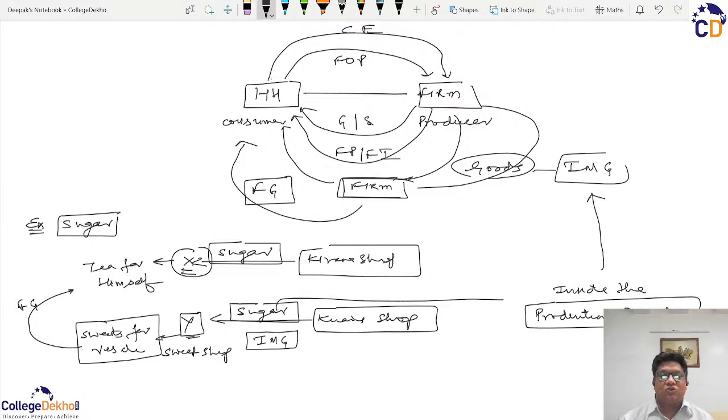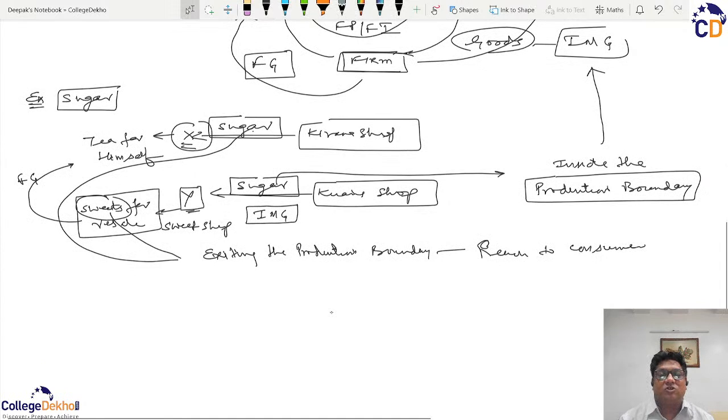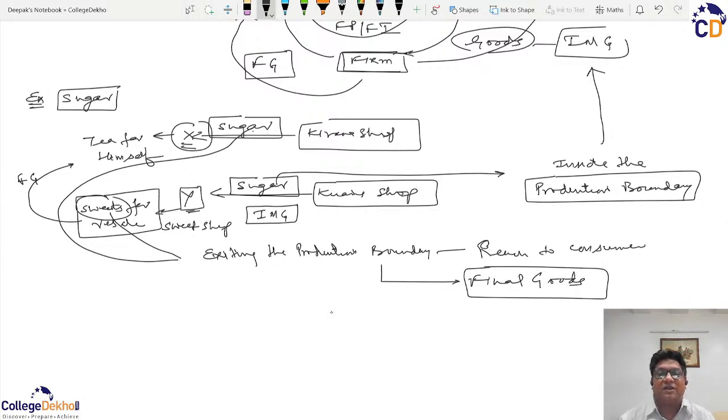And in this example, sugar is an intermediate good, but sweets, in this case sweets, and in this case the sugar. So the sugar in the first case and the sweets in the second case, they are exiting the production boundary and reach the consumer. So whenever a good exits the production boundary, only then will it be known as a final good. So the similar item, sugar, in one case can be an intermediate good, in another case can be a final good.